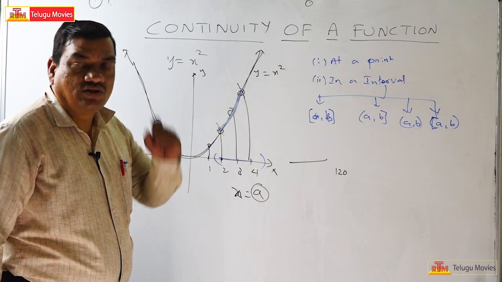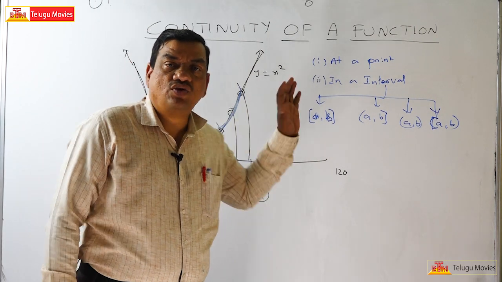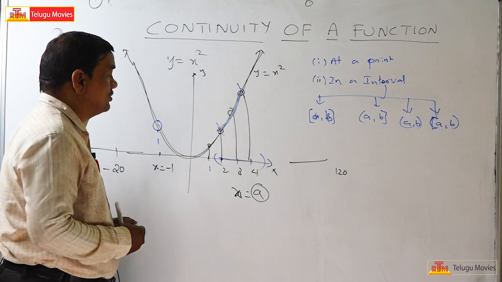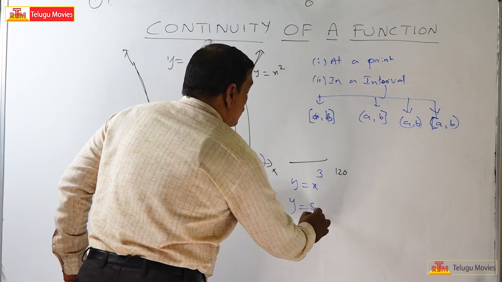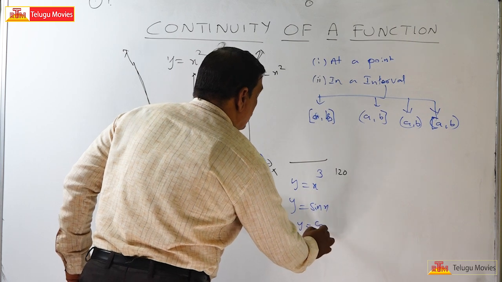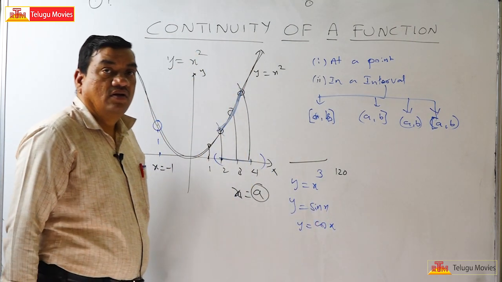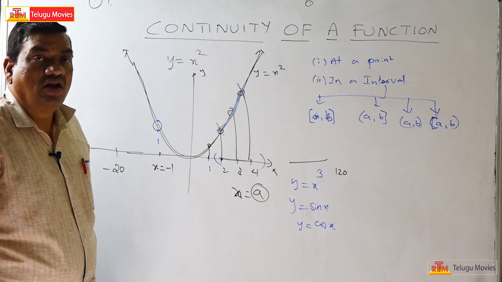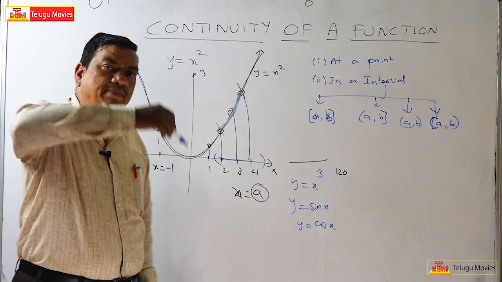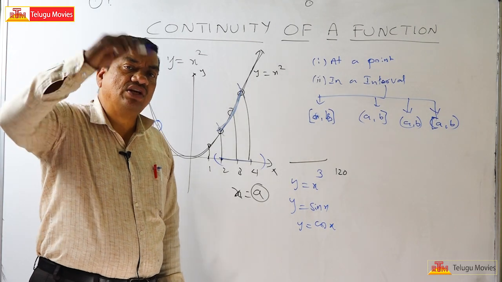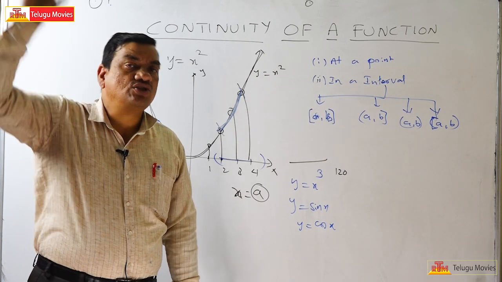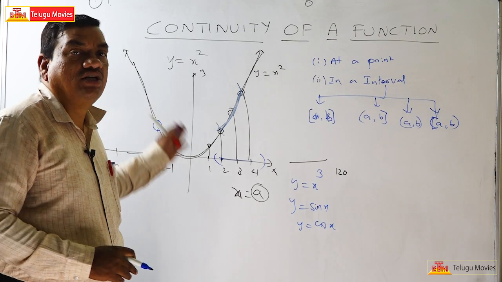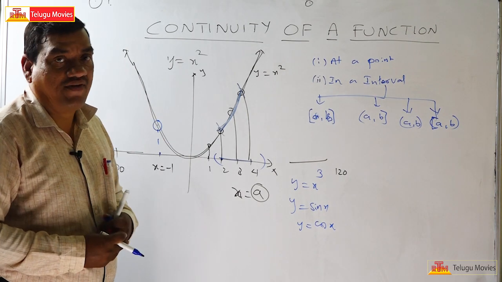Now, you have seen not only the y is equal to x square graph, y is equal to x cube graph, y is equal to sin x, y is equal to cos x. These graphs are continuous. That means without any break, without lifting your pencil, you can draw the graph to x tends to infinity, and this side x tends to minus infinity.